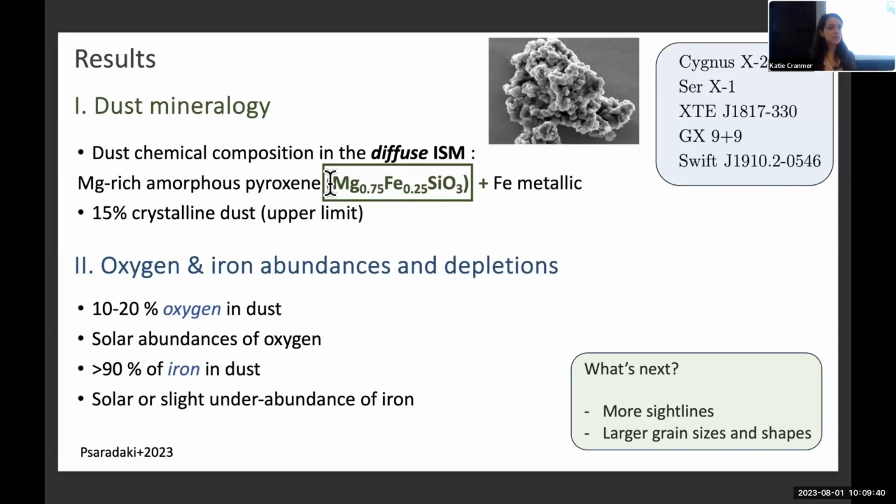And about abundances, we find that about 10 to 20% of oxygen is in dust, and more than 90% of iron is in dust, which is not surprising. We found some slight underabundance of iron with respect to solar abundances. So what's next? We want to explore more sightlines first, and second, we want to calculate our models assuming larger grain sizes, or different sizes. Maybe we can find our missing iron there, locked into larger grains.